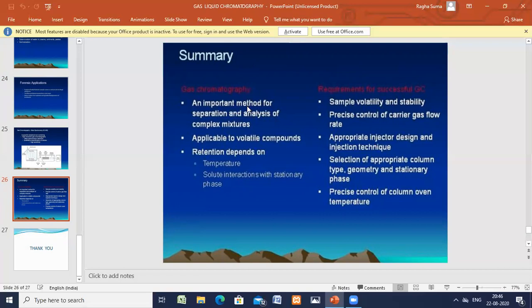So coming to the summary, everything was explained, but just giving you the summary. The general requirements are separation in the analysis we do, application to the volatile compounds, retention dependent on the temperature and the solute interactions with the stationary phase. For a successful GC: sample volatility and stability are important, precise control of the carrier gas flow rate, appropriate injector design and injection technique, selection of appropriate column type, geometry, stationary phase, precise control of the column oven temperature. These are the good requirements for a successful GC.